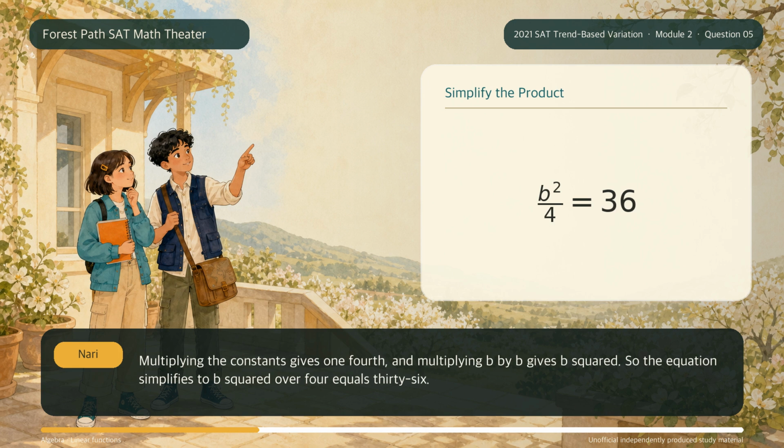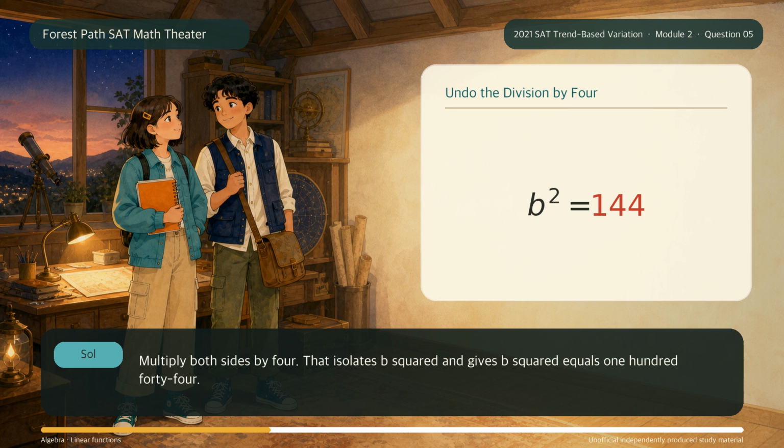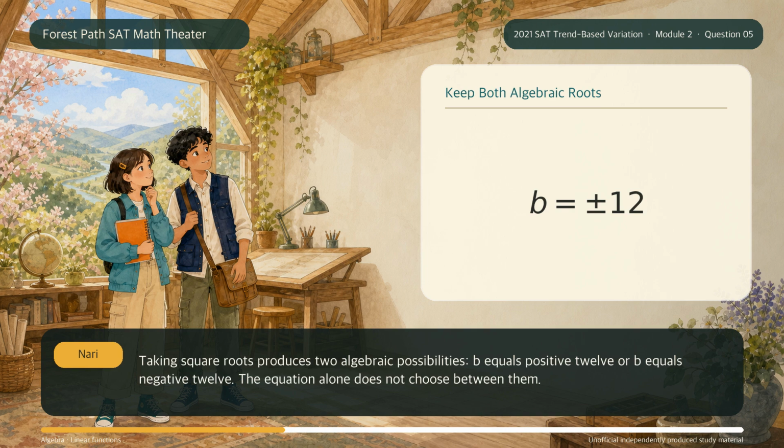Multiplying the constants gives 1/4, and multiplying b by b gives b squared. So the equation simplifies to b squared over 4 equals 36. Multiply both sides by 4. That isolates b squared and gives b squared equals 144. Taking square roots produces 2 algebraic possibilities, b equals +12 or b equals -12. The equation alone does not choose between them.